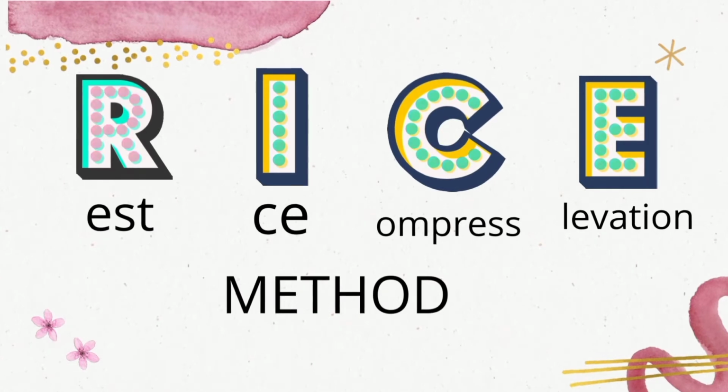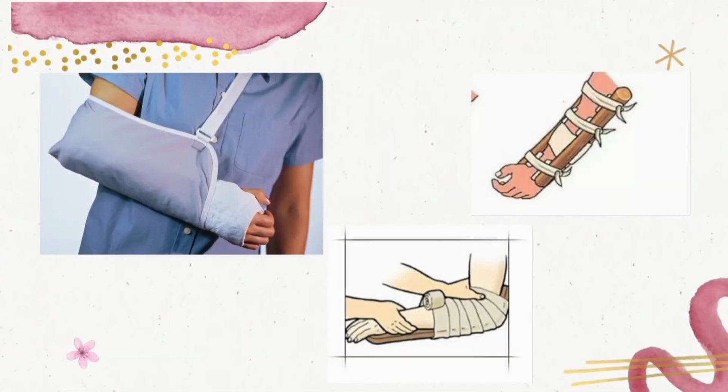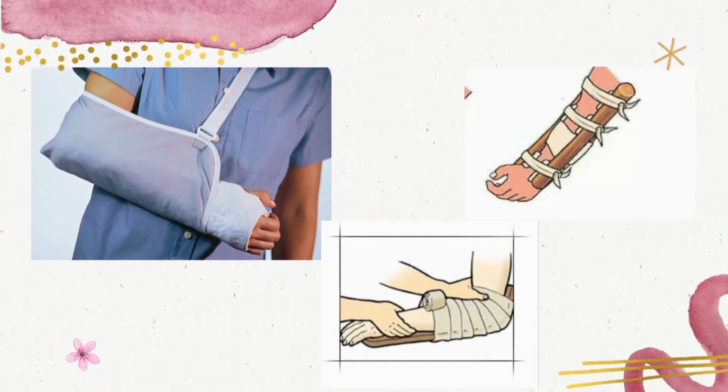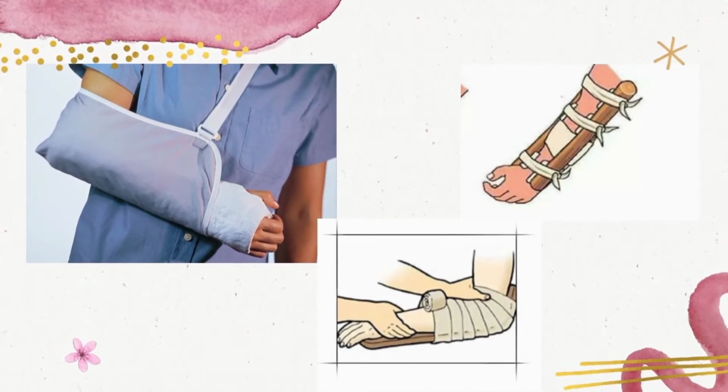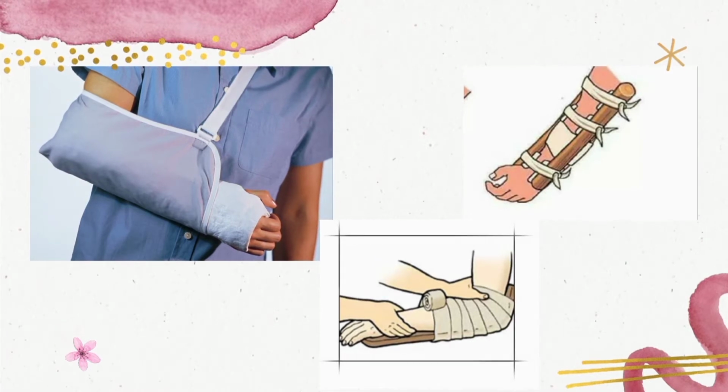First aid. Apply the RICE method. Keep the limb in the position you found it and place soft padding around the broken bones. Don't move the broken bones. Splint must be long enough to extend beyond joints above and below the fracture.